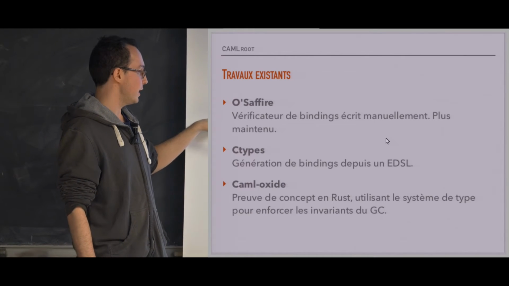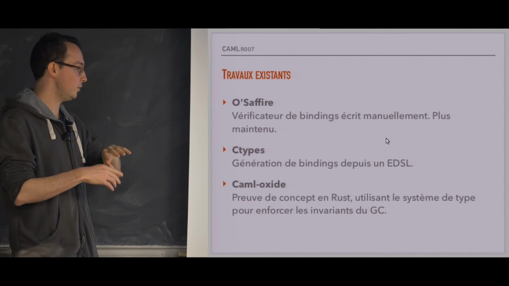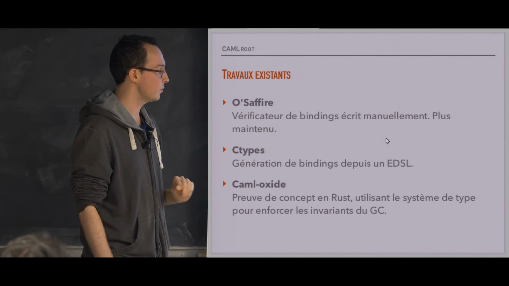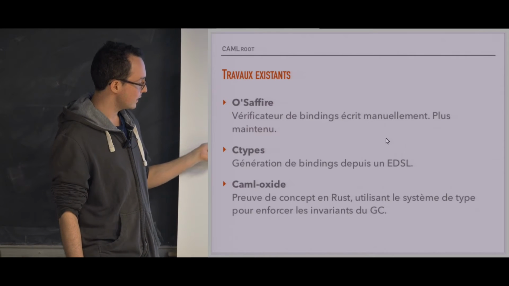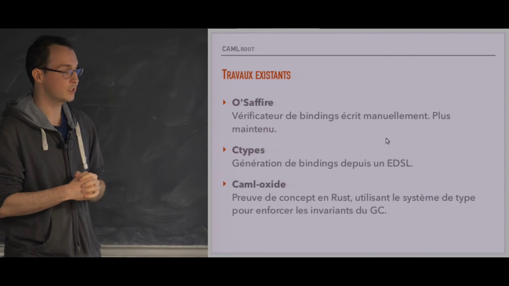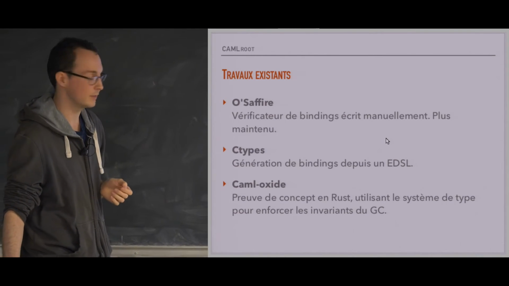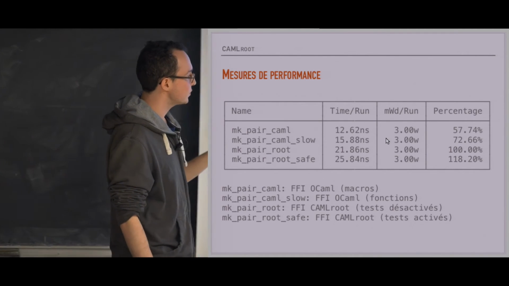bindings using an embedded DSL in OCaml, and it will either use libFFI to dynamically make the calls or generate some C source that will be more efficient. And camel oxide is this proof of concept I showed before, which, using the Rust type system, can enforce the GC invariants. And just some performance measures.